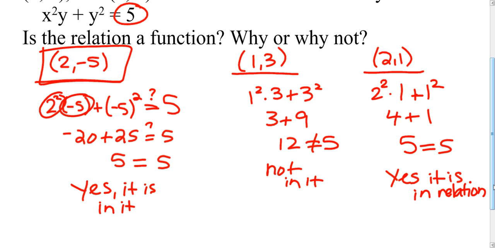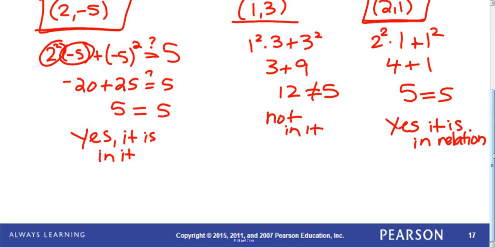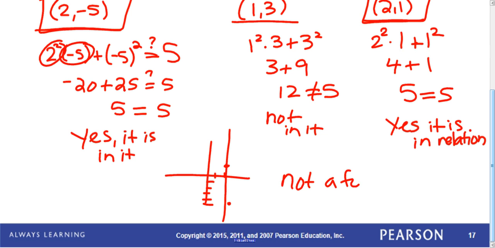Okay, then the next question it asks us is, is this a function? And remember that a function has to pass the vertical line test. So if you were to think about plotting the points 2, -5 and 2, 1, it would not pass the vertical line test. I didn't draw that very straight, but it would not pass the vertical line test. The same x value cannot have different y's, so it is not a function.